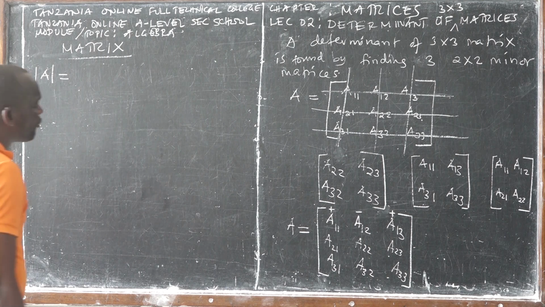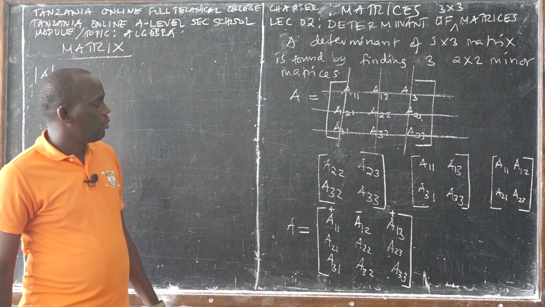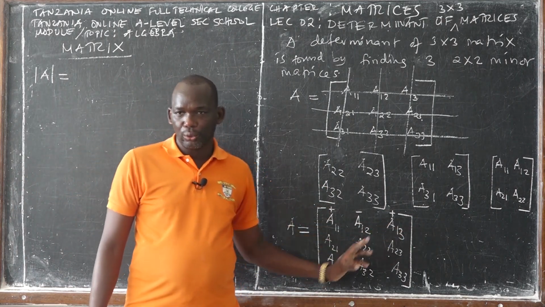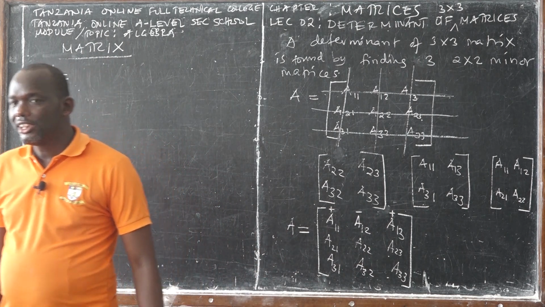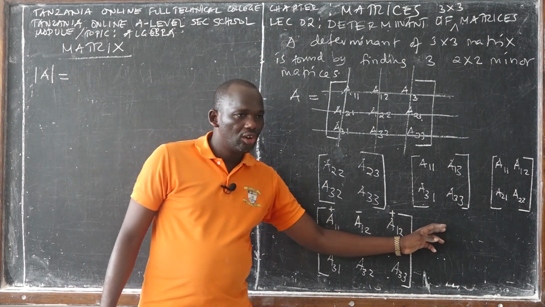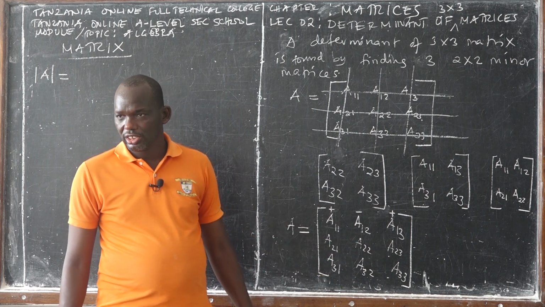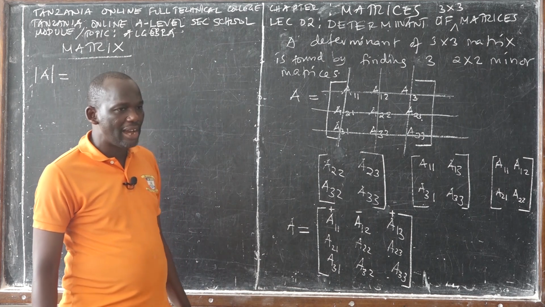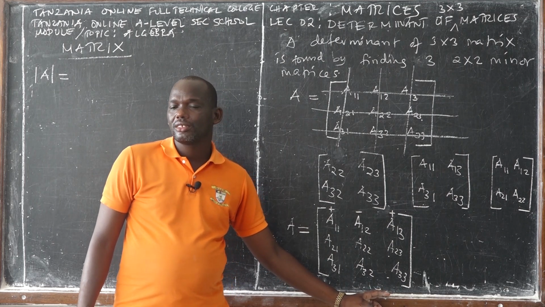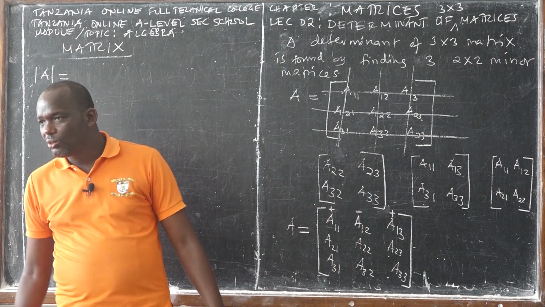And the second concept: you have to formulate 3 minor matrices. The first one, we delete the first row and first column, and we get the first minor matrix. The second one, we delete the first row and second column, and we get our second minor matrix. For the third minor matrix, we delete the first row and third column. Then after that, we just define determinants of the 2 by 2 matrices. Then we are done. We have the determinant of the matrix.